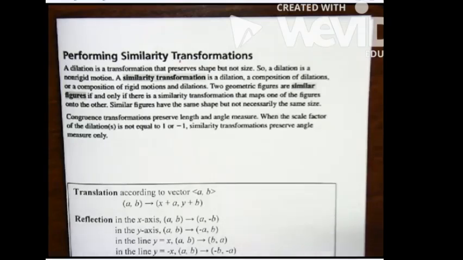That's the way we do this. It's going to use either just a bunch of dilations, or dilations and then the rigid motions to get it where you need it to go. Congruence transformations preserve length and angle measures. When the scale factor of the dilation is not equal to 1 or -1, then it is a similarity transformation and it preserves angle measures only. So the angles of your image will be the same as the angles of the pre-image, but the size, the length of the sides, will be different.